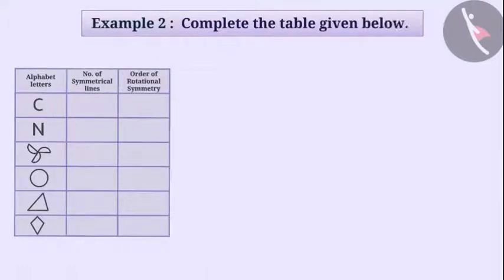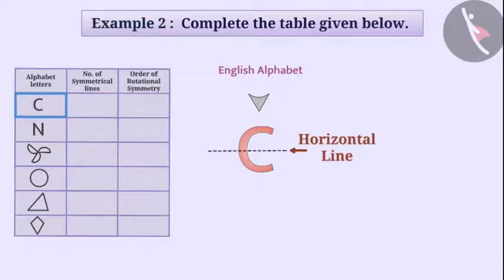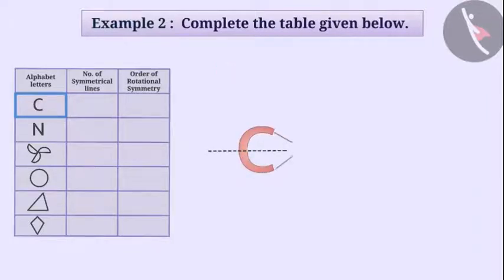Example 2. Complete the table given below. A horizontal line going from the middle of the letter C of the English alphabet divides it into two parts so that the upper half and the bottom half are the mirror image of each other. Therefore, we can say that it is a symmetrical line. Other than this, no symmetrical line can be drawn on C. So we can say that C has only one symmetrical line.